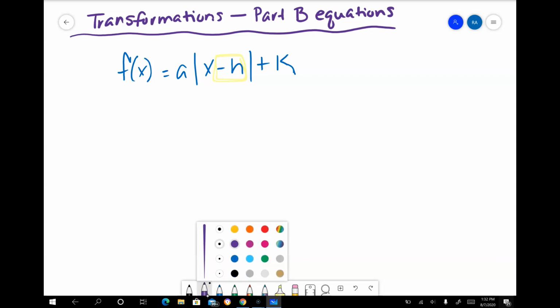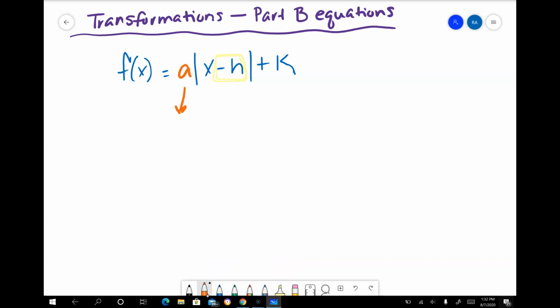Okay? All right, so we're going to label each part of what each letter. So the parent function consists of f of x, the absolute value bars, and the x. So the a, h, and k are going to be transformations. Okay, so the A. The A is going to be your vertical stretch, and you have a vertical stretch when A is greater than 1. Okay, so if A was 2, it'd be a vertical stretch by 2.